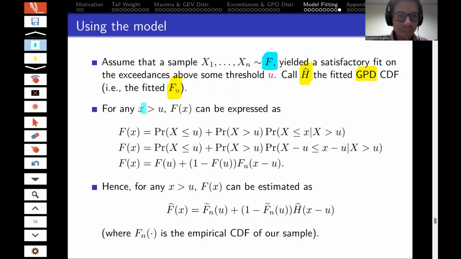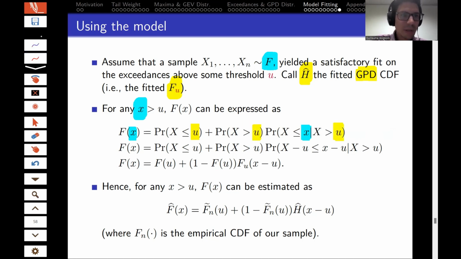What do I mean by that? Well, this is just a bit of conditional probability. For any X that exceeds little u, F of x, the initial distribution of your data, can be expressed like this. Well, F little x is the probability to be smaller than X, of course. So this is a probability to be smaller than u, because here we have an X that's bigger than u, plus the probability that it's between u and X. So this would be the probability that X exceeds u times the probability that X is smaller than little x, given it has exceeded u.